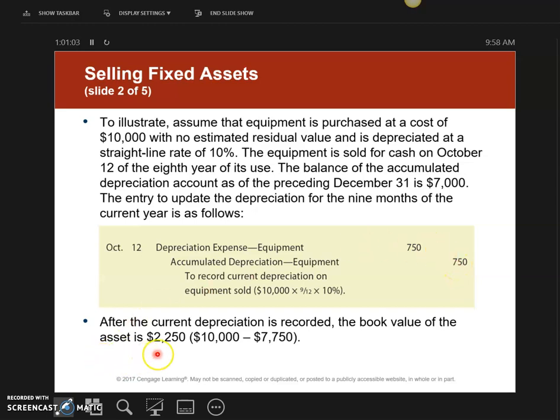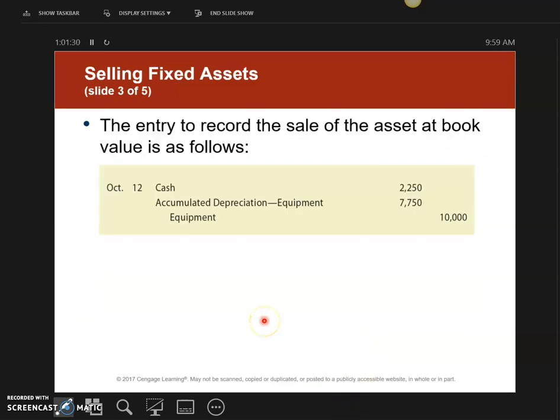Now my book value is $2,250 because my accumulated depreciation was $7,000. This now gives me $750. So now cost minus accumulated depreciation is book value $2,250. So it's worth $2,250 on my books. Now when I sell it, if I sell it for that much cash, there is no loss, there is no gain. I get the money for $2,250.